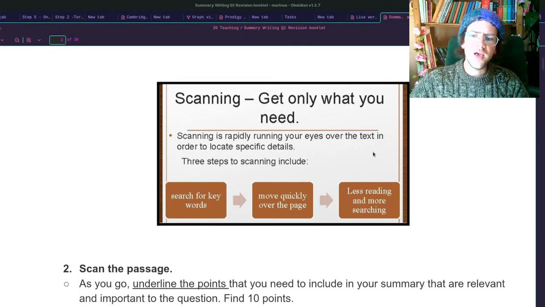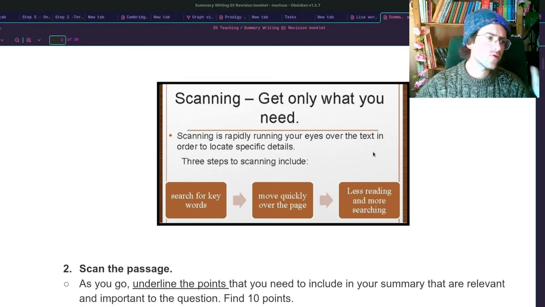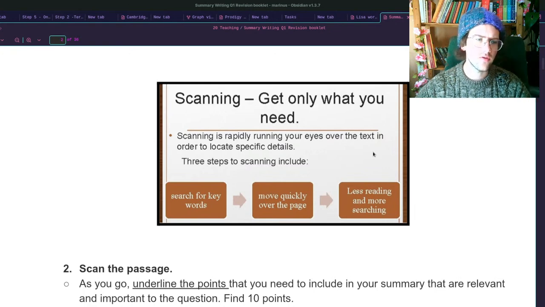So the first thing we're going to do is scan. You would have already read the passage so that you can do the rest of the questions, but you're going to scan. I've taught you about scanning, which is basically rapidly running your eyes over the text so that you can locate specific details. Okay? Now there are 3 steps to the scanning. Searching for keywords, moving quickly over the page, and there is less reading and more searching. So you are searching for specific things. Does that make sense? We're going to practice it together, don't worry.